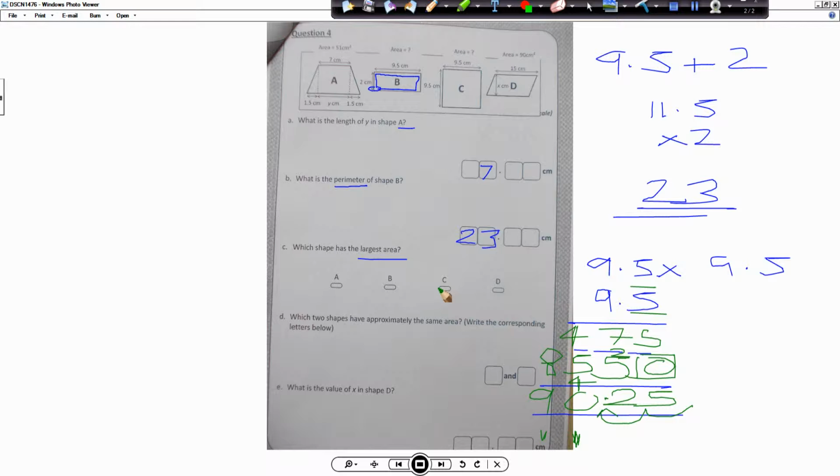So the answer is, okay. Which two shapes are approximately the same area? So which ones were they? So this one here is 90.25, isn't it? Which is very close to 90. So the answer is going to be C and D.